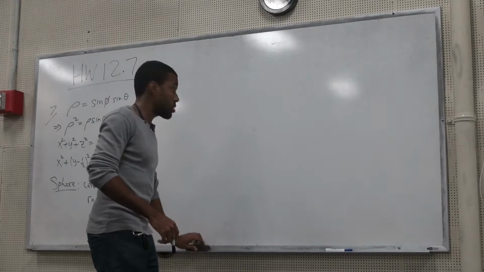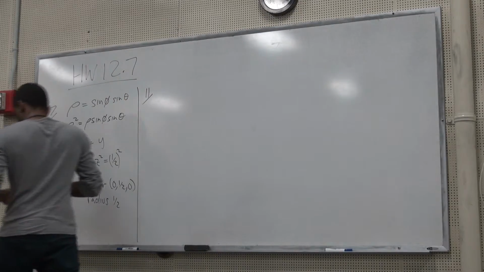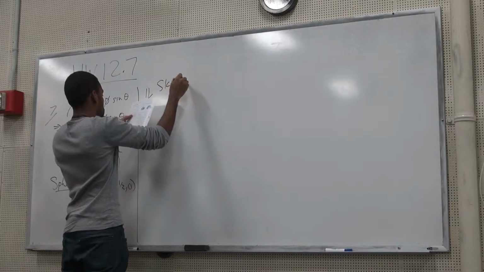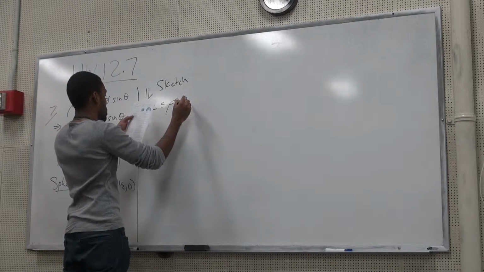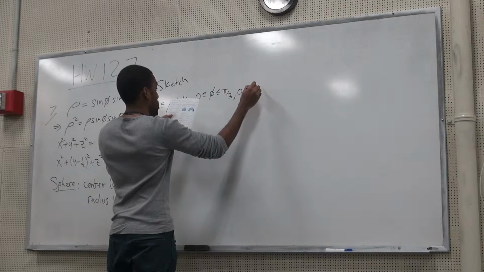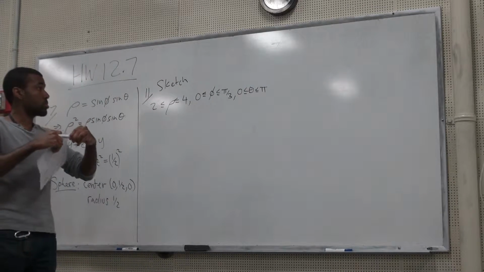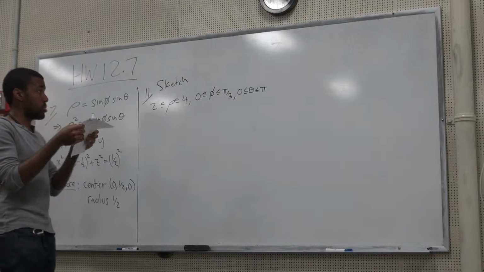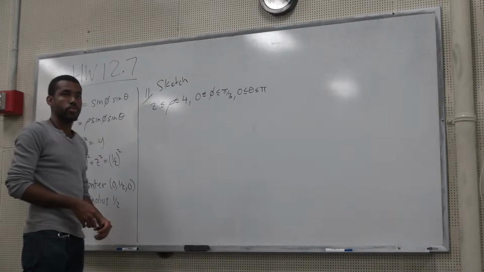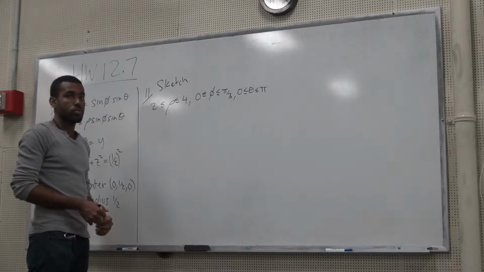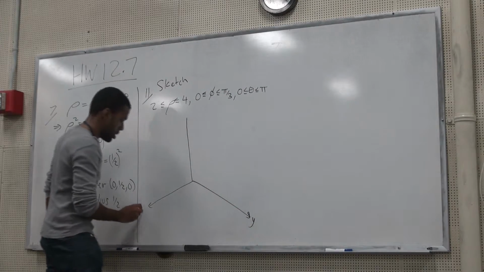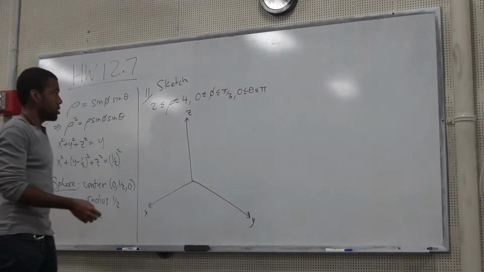Other questions? Sketch the solid described by rho between 2 and 4, phi between 0 and pi over 3, theta between 0 and pi. Okay, how does that look? Well, these are two spheres, but we're slicing into them, right? So that's x, that's z. So there's a sphere of radius 2.